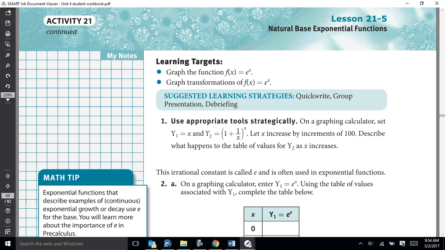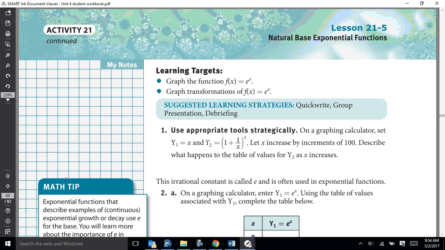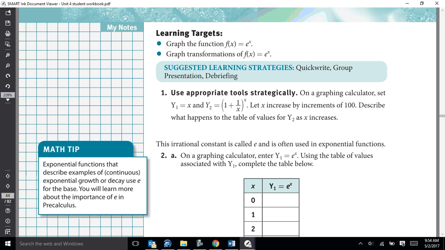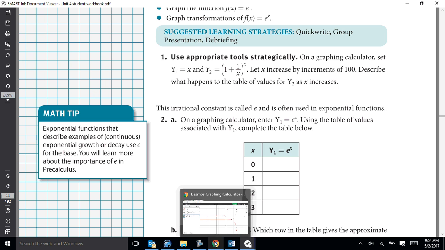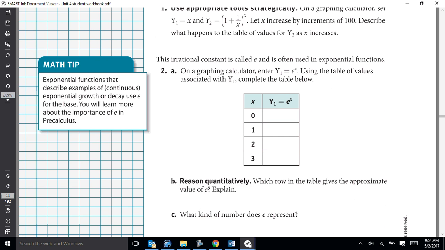All right, so we all found our E button, our natural base, and so we're going to graph that and then look at transformations. So let me bring up Desmos. If we're looking at this table here, we can fill this in. So if x is 0, we can do E to the 0 power, which is 1.